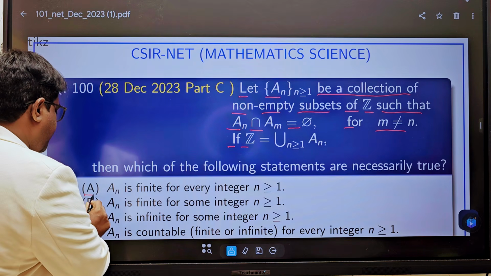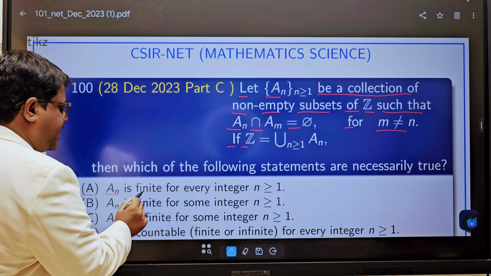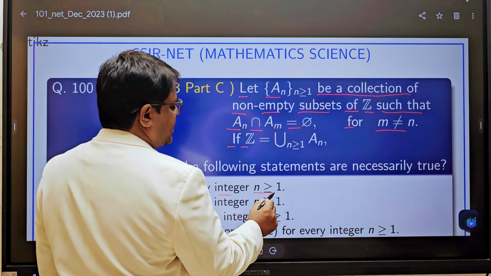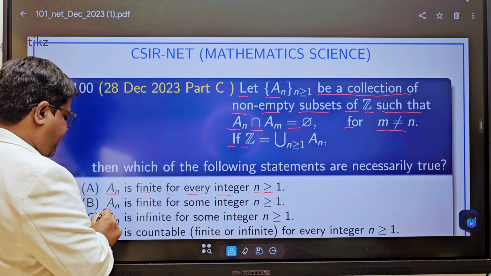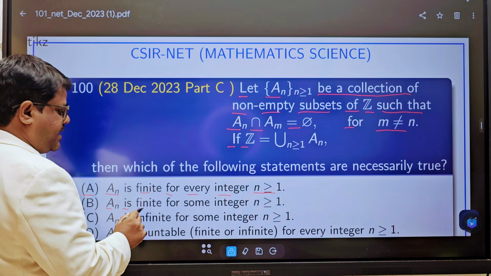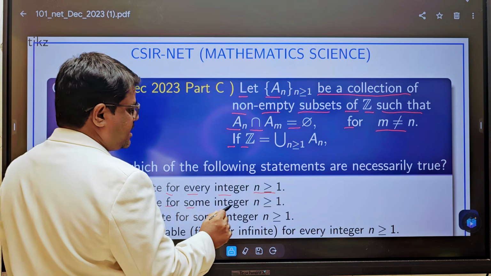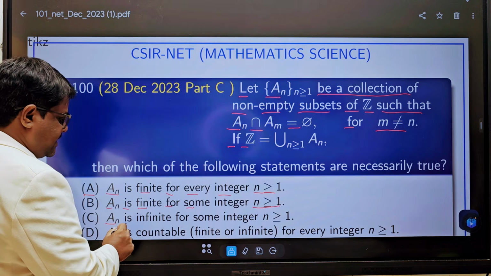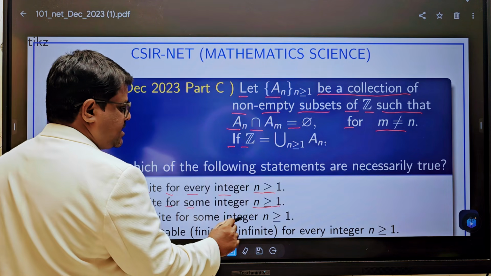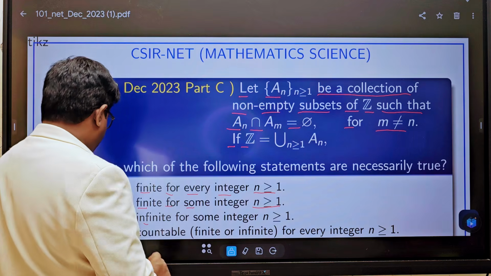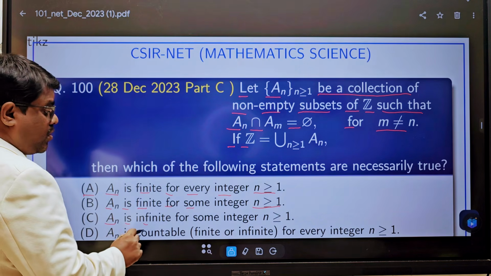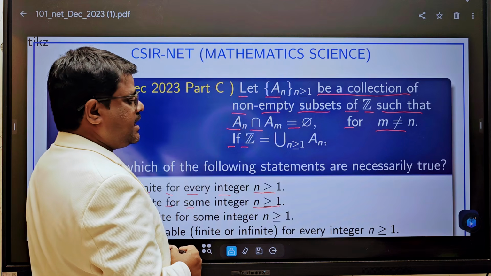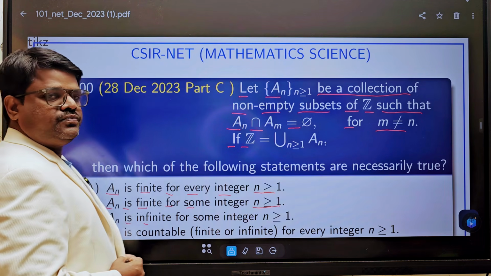Option A, A_n is finite for every integer n greater than or equal to 1. Option B, A_n is finite for some integer n greater than or equal to 1. Option C, A_n is infinite for some integer n greater than or equal to 1. Option D, A_n is countable, finite or infinite, for every integer n greater than or equal to 1.